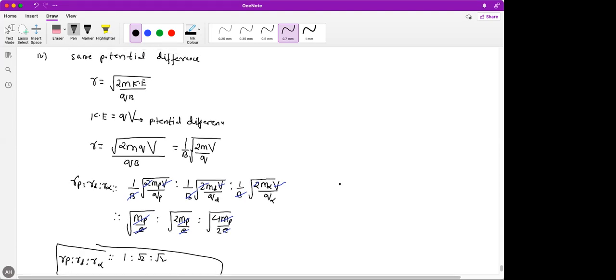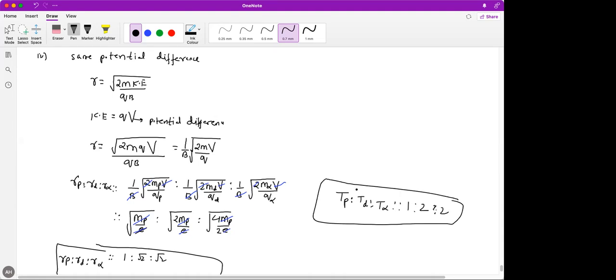And yes, time period and frequency will have the same result. Time period of proton, deuteron, and alpha particle will be in ratio. Time period is independent of velocity, so it won't matter whether velocity is same, kinetic energy is same, or voltage is same. Time period will have the same result.